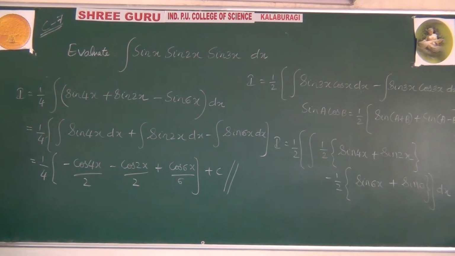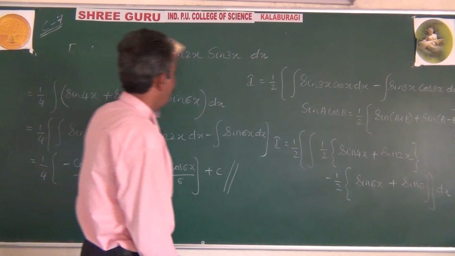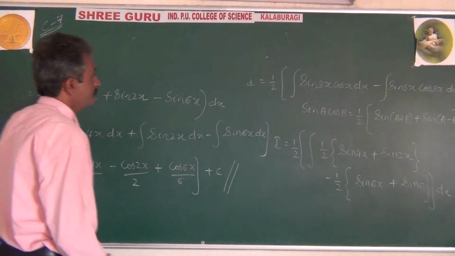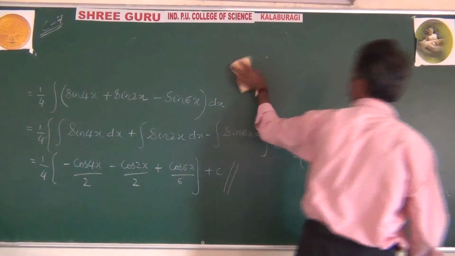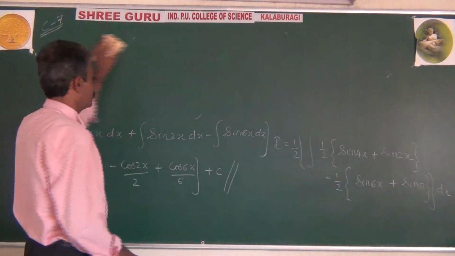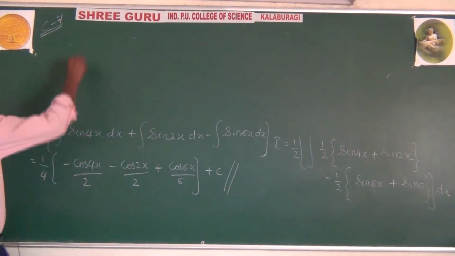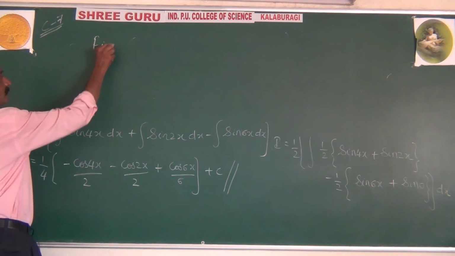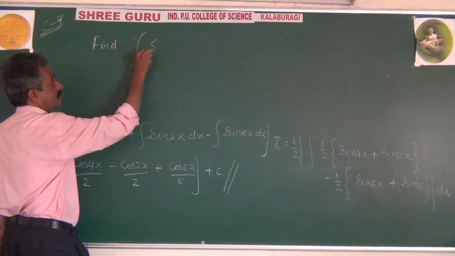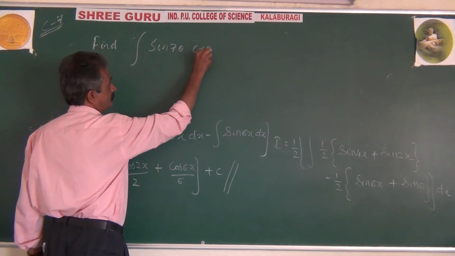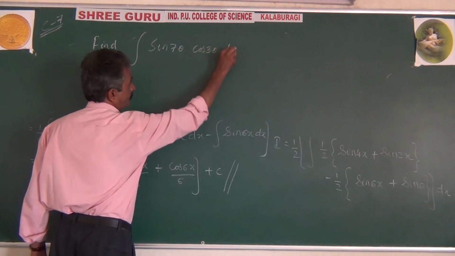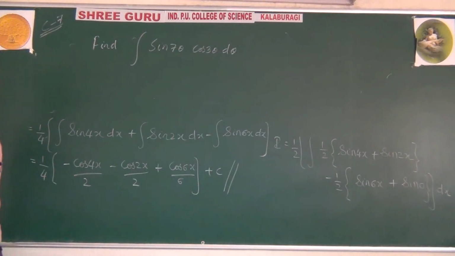Next 2-3 examples, same, that you try yourself. That will be a benefit for your practice. You try these 3 yourself, 3 or 4. Find integration sin 7 theta into cos 3 theta d theta. Here the angle is theta, it does not make any difference.